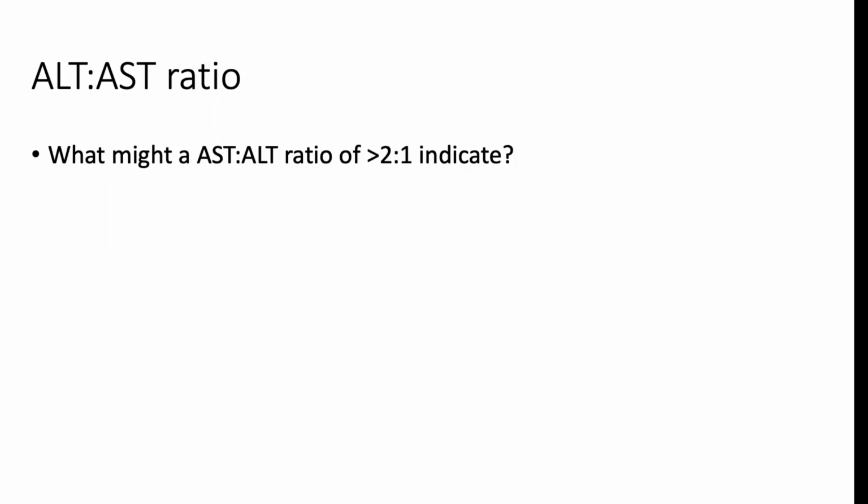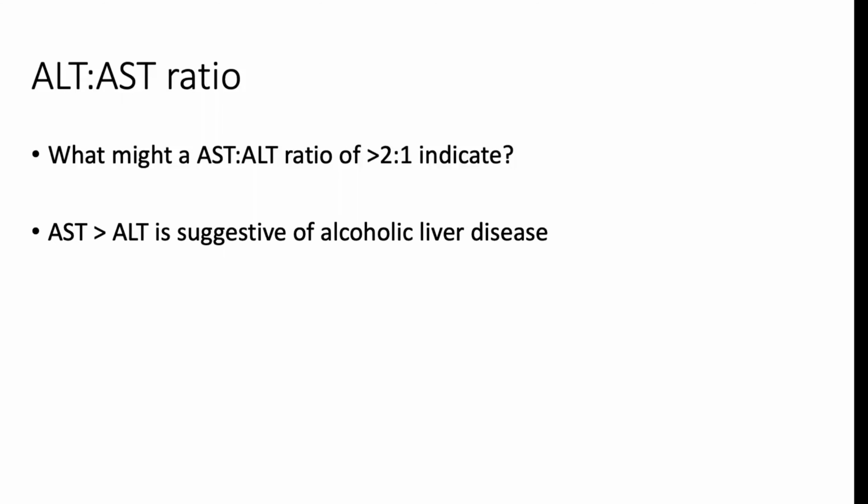So people are saying alcoholic liver disease. Yeah, that's spot on. So AST greater than ALT is suggestive of alcoholic liver disease, especially if the gamma GT is raised as well. So an AST to ALT ratio of more than 2 to 1 is characteristic in patients with alcoholic hepatitis. Everyone has their own ways of remembering it.